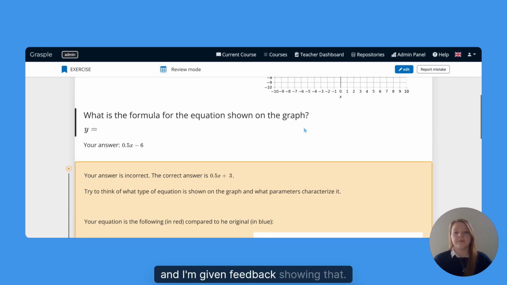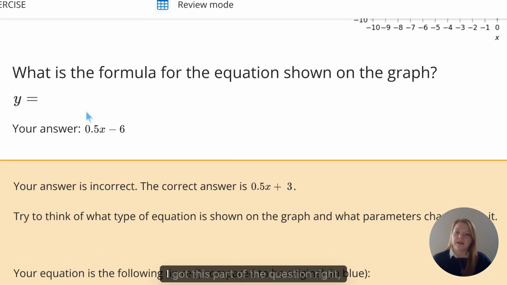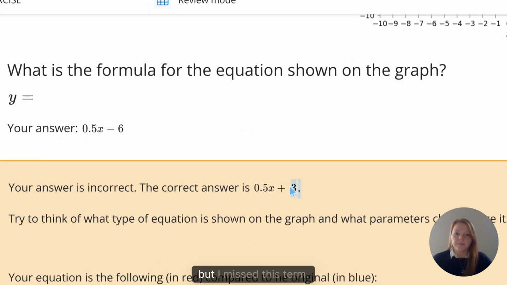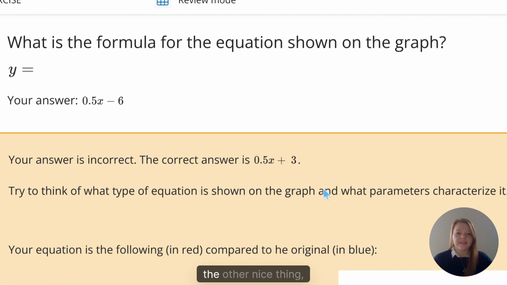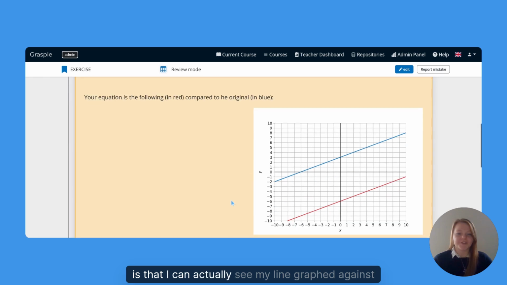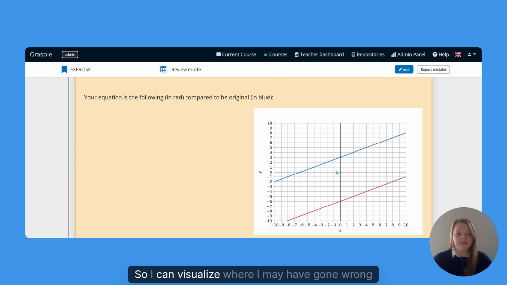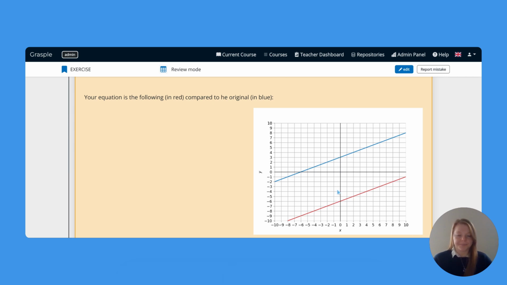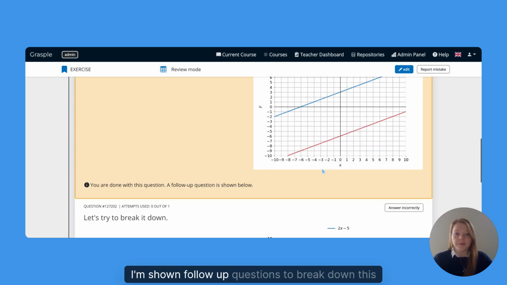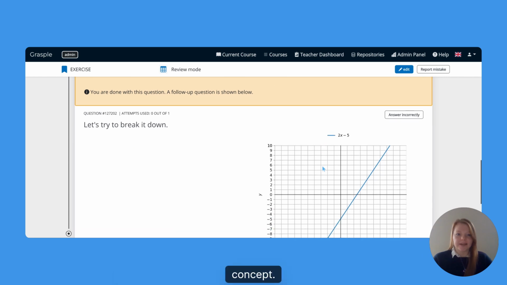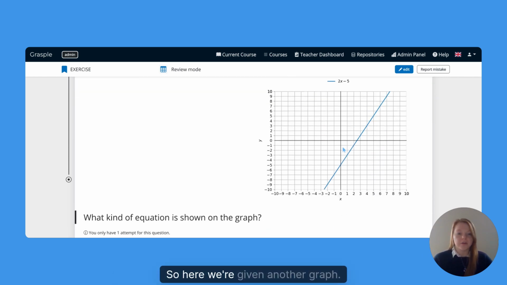And I'm given feedback showing that, oh, okay, I got this part of the question right, but I missed this term. The other nice thing is that I can actually see my line graphed against the actual correct line, so I can visualize where I may have gone wrong here. In addition, I'm shown follow-up questions to break down this concept. So, here we're given another graph.